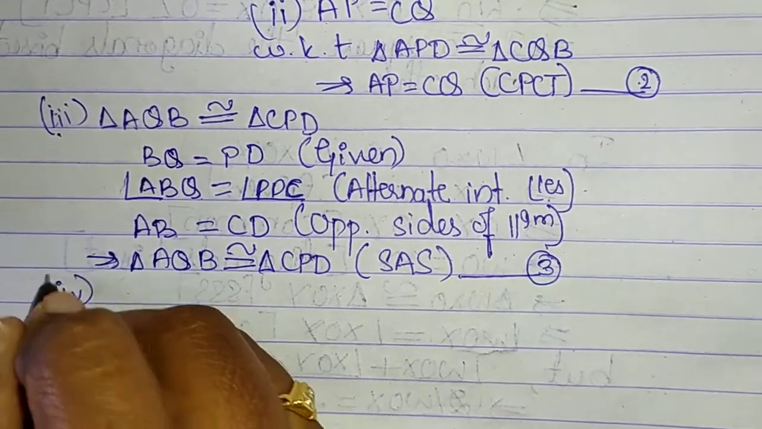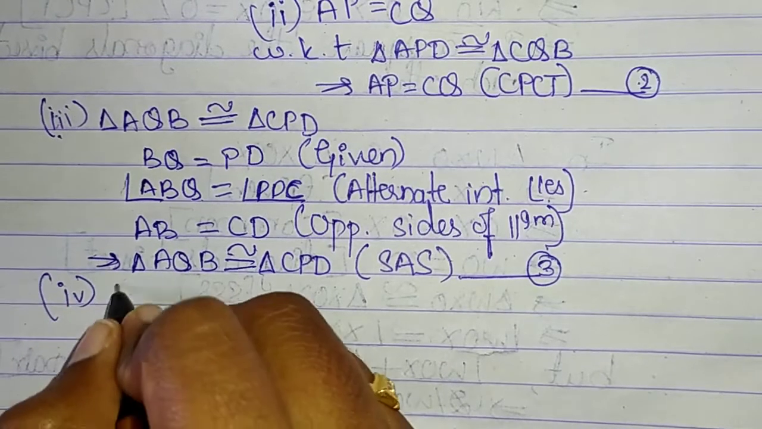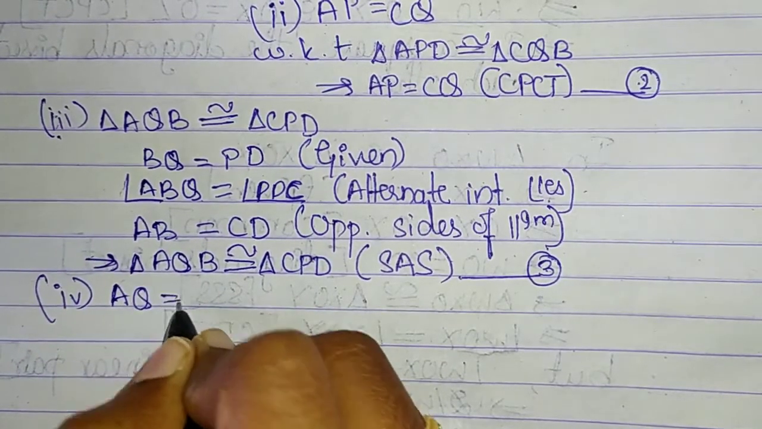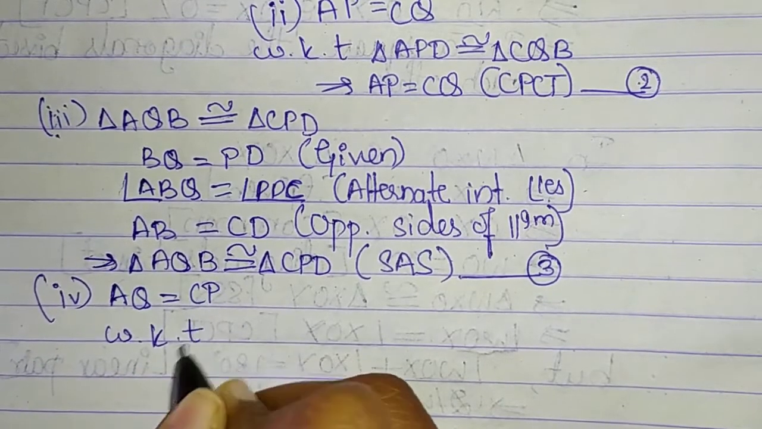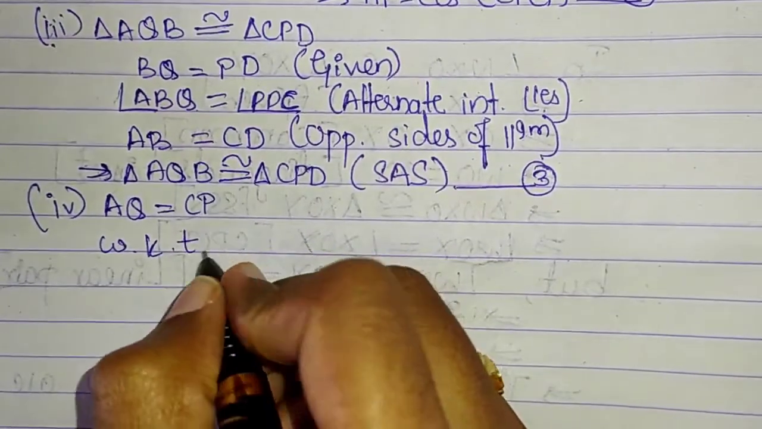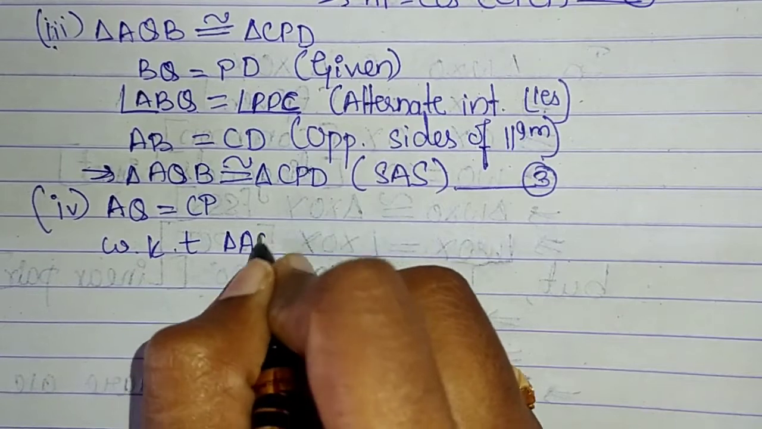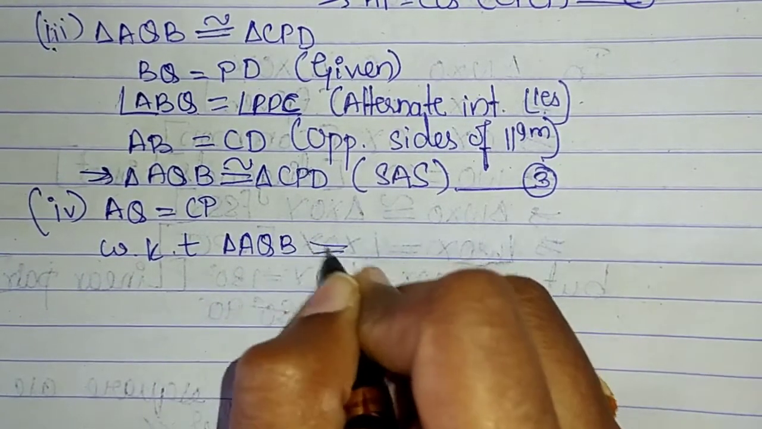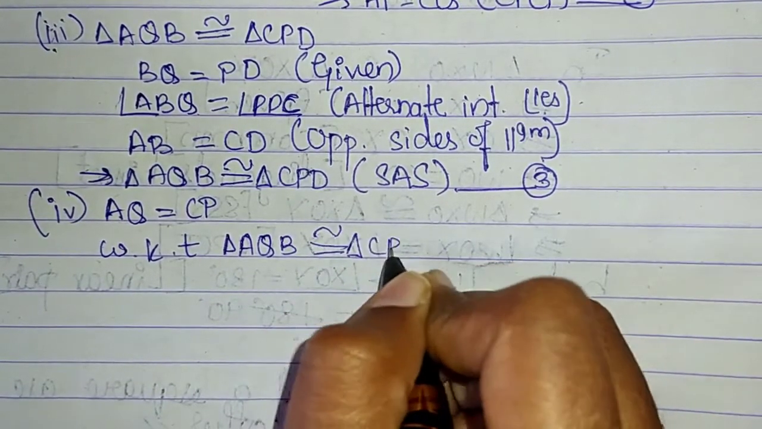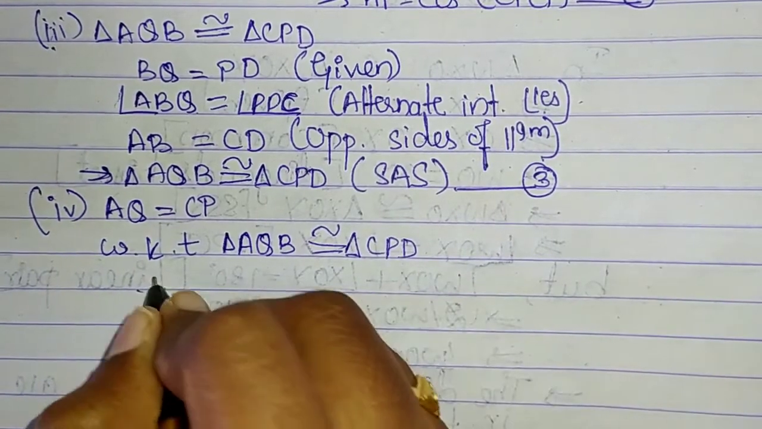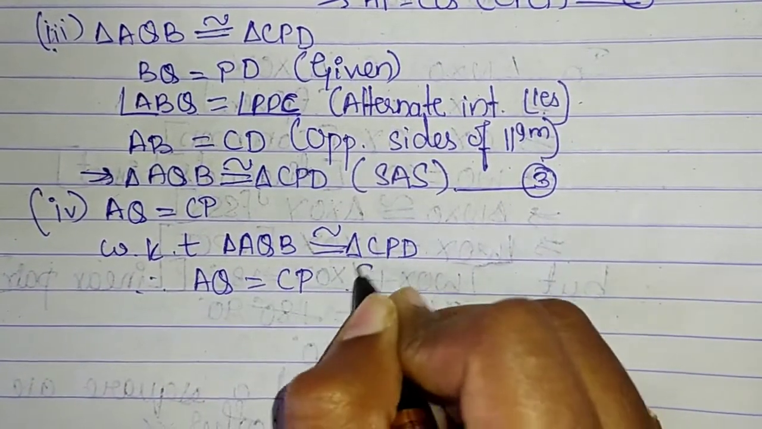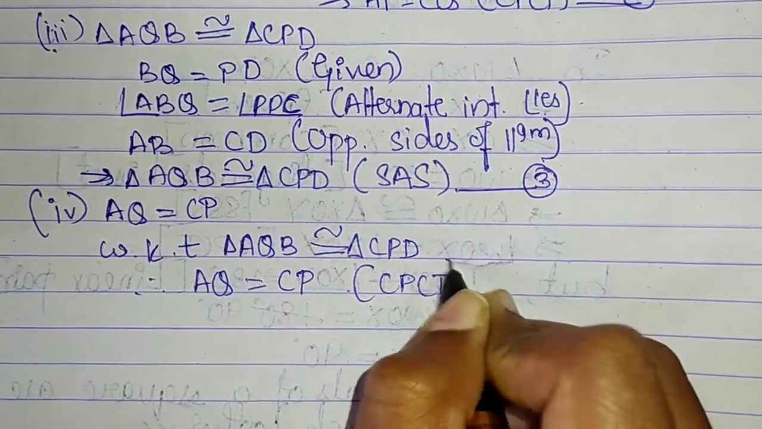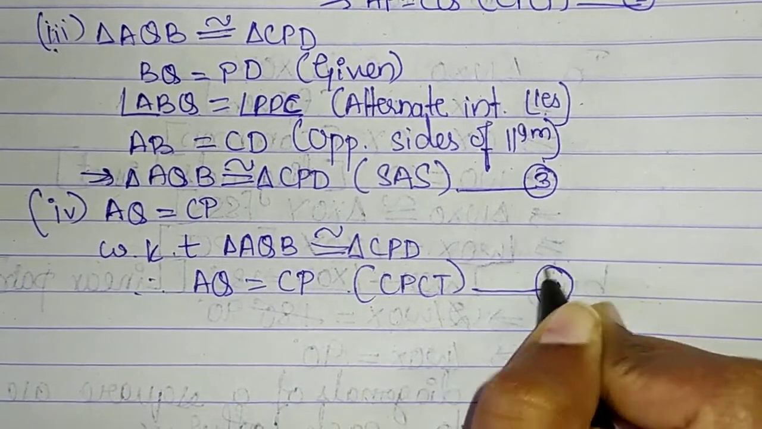Fourth, we have to prove that AQ is equal to CP. We know that triangle AQB is congruent to triangle CPD. Therefore, AQ is equal to CP by CPCT. Name this as result 4.